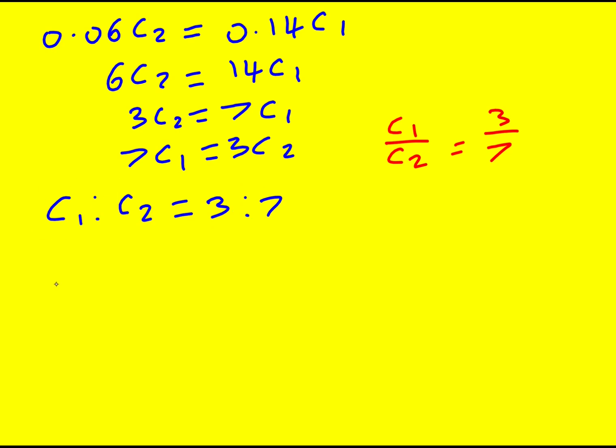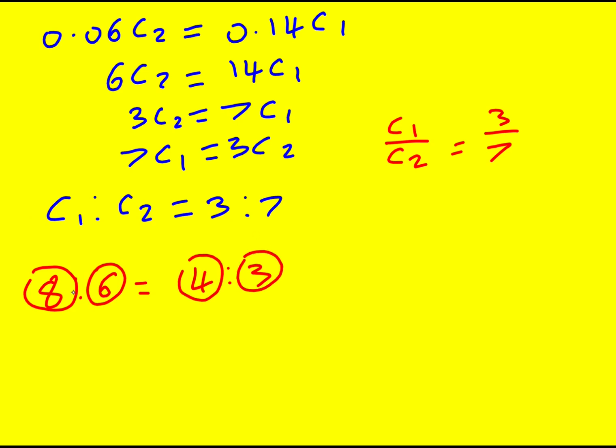For example, let's look at 8 to 6 equaling 4 to 3. It must be that the 8 divided by 6 is equal to the 4 divided by 3, because all I've done going from here to here is times both of them by 2. So the fraction between them is the same. So when you get something like C1 over C2 equals 3 over 7, then it must be that C1 to C2 is 3 to 7.